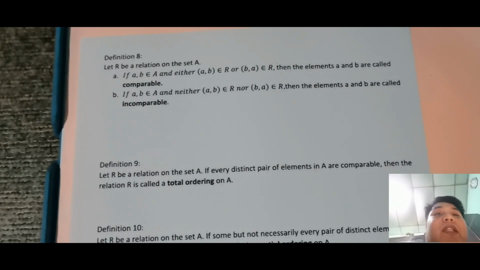Okay, ngayon, letter b, if a and b are elements of A, and neither (a,b) nor (b,a) is an element of R, so meaning wala dun sa isa, then elements a and b are called incomparable. So, for example, yung (1,1), nakakita ka lang kunyari, R is the set containing (1,1). Si 1 is not comparable kay 2, not comparable kay 3 kasi wala akong makita. Okay, so ganun kasimple yan.